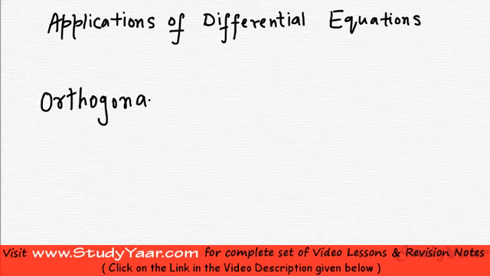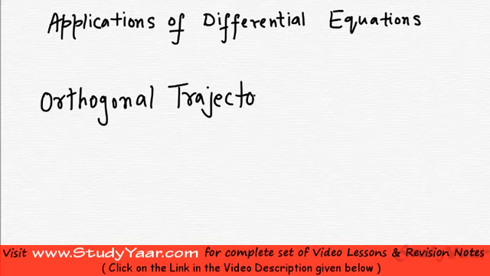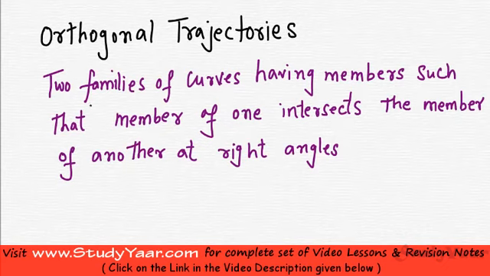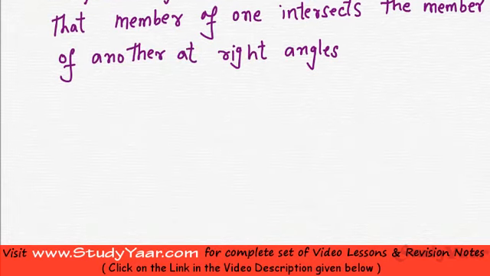We already know what a set of orthogonal curves is, right? Two curves are said to be orthogonal if their tangents are perpendicular to each other. Using the same concept, we say that two families of curves, having members such that a member of one family intersects a member of the other family at right angles, are known as orthogonal trajectories. Let's understand with an example.